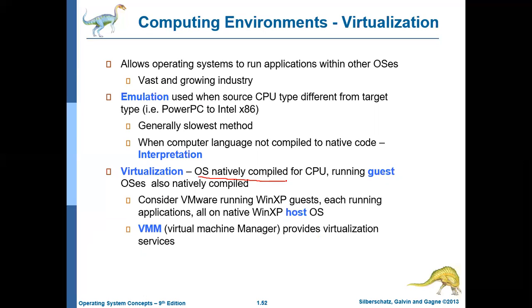The OS is natively compiled for a CPU, running a guest OS also natively compiled. Natively compiled means, for example, your computer is running a Windows operating system compiled for a particular processor, and it is also running another operating system as a guest operating system. Then you can call it virtualization. Normally, virtual software is maintained by a software called VMware.